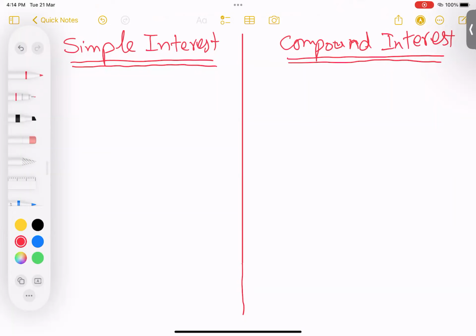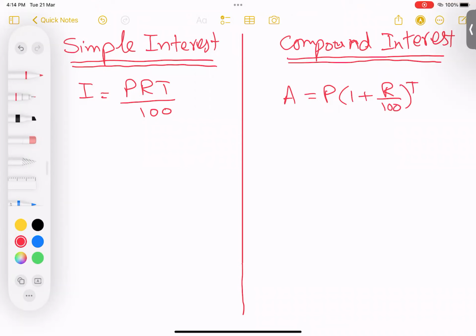Basically, this formula we did last time: I equals PRT divided by 100. That is simple interest. And the basic compound interest formula is here, I'm going to show you: A equals P times (1 plus R over 100) to the power T. Okay, now today I will give the difference.